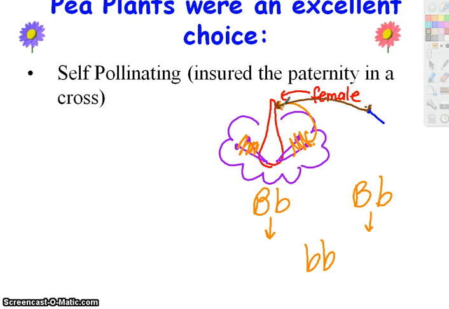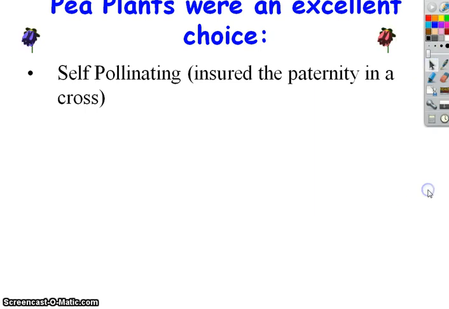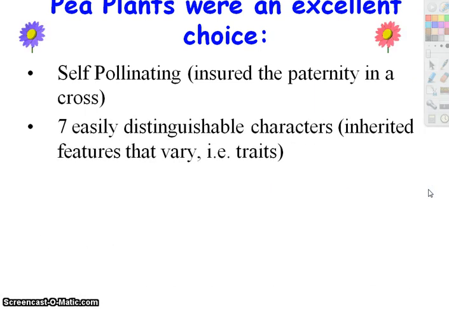So he had a lot of control over the crossing of the parents. Secondly, the traits were really easy to see. Like I just said a minute ago, human traits are complicated. You can't necessarily look at every human trait and see a very simple, you either have it or you don't. There are some cases like that, but with pea plants, every trait he looked at worked the same way.